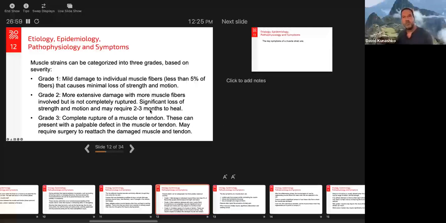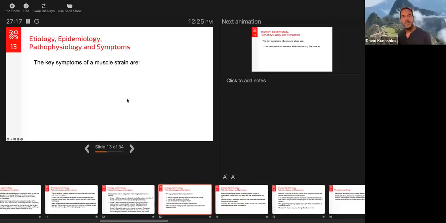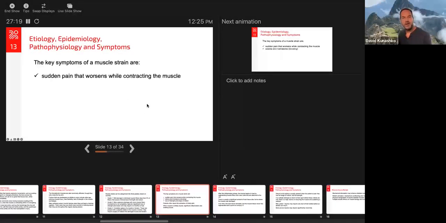You're supposed to bring the ends of the muscle bellies as close as possible and try to let it heal, like in a ballerina cast kind of deal. I did not do that because I was practicing and didn't want to take the time off. So now I don't have a medial head of my gastrocs. There you go. So key symptoms of muscle strain are sudden pain that obviously worsens upon contraction.